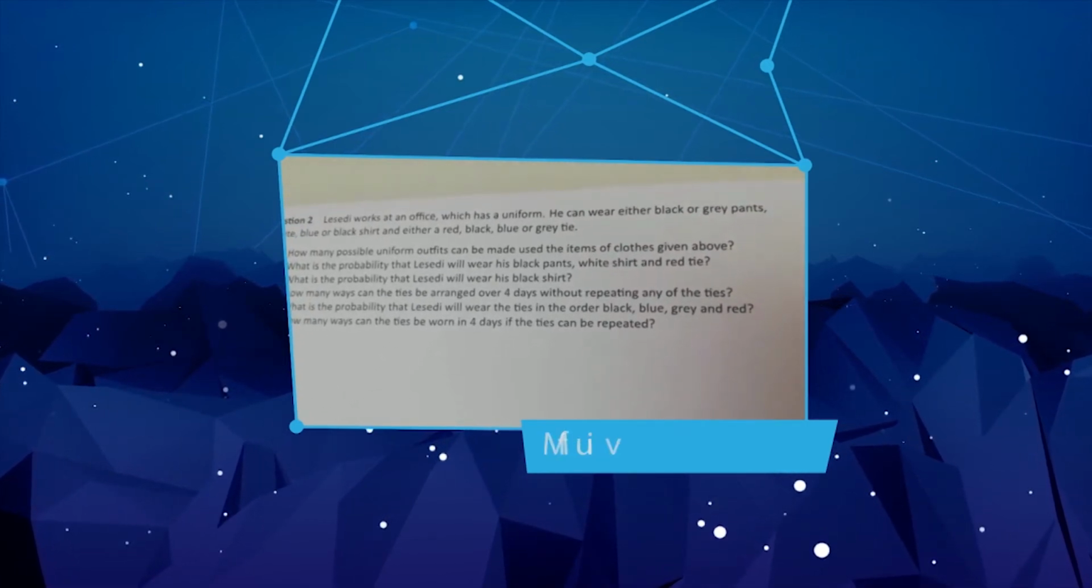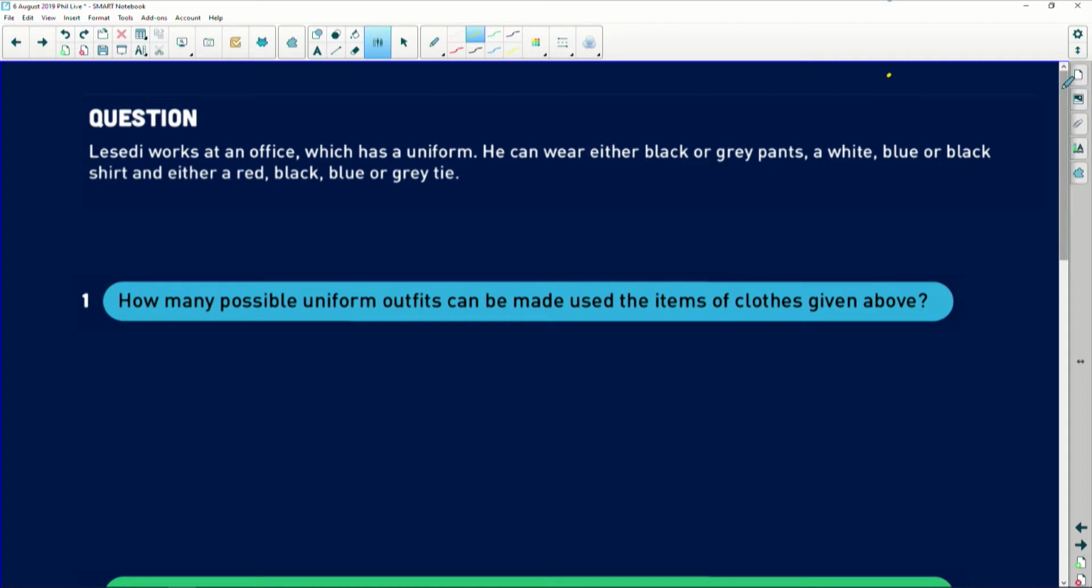Thank you. Okay, another great question involving factorial and just interpreting categories and how many combinations you can make with them. So let's take a look at it. It says that Lesedi works at an office which has a uniform. Thank goodness I can wear whatever I want to work because uniforms, not my favorite thing in the world.